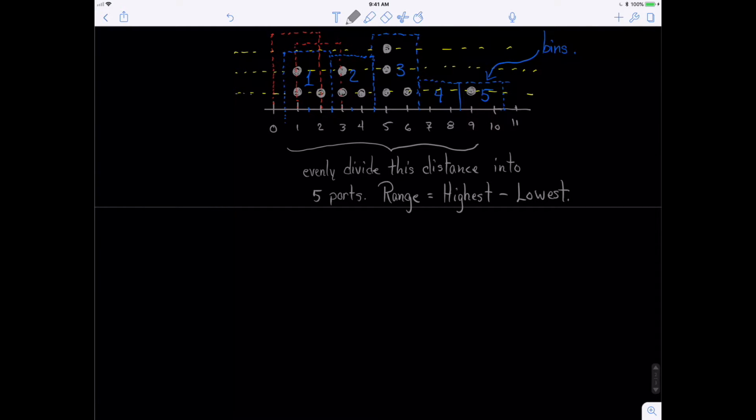It starts out just as you would expect. I'll draw our horizontal line, and we'll start here at 0. 1, 2, 3, 4, 5, 6, 7, 8, 9, 10, and we go all the way to 11. So let's number that.